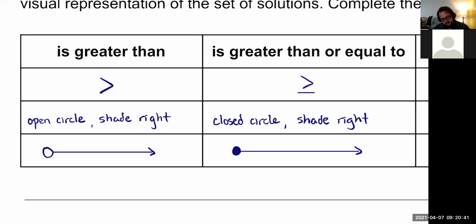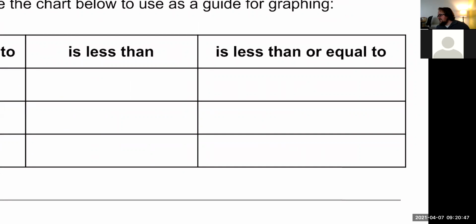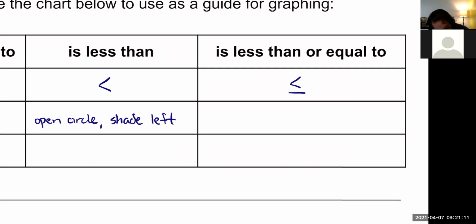Second 2 as you may suspect, are literally the exact opposite. So less than is pointing to the left. Less than or equal to is also pointing to the left with that half of an equal sign sitting underneath of it. Is less than is going to be another open circle, similar to greater than, but this time we're going to shade to the left. Is less than or equal to will be a closed circle, still shading to the left.